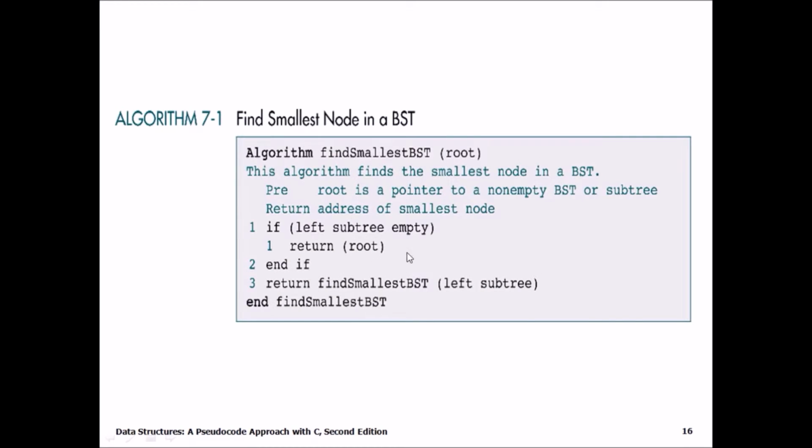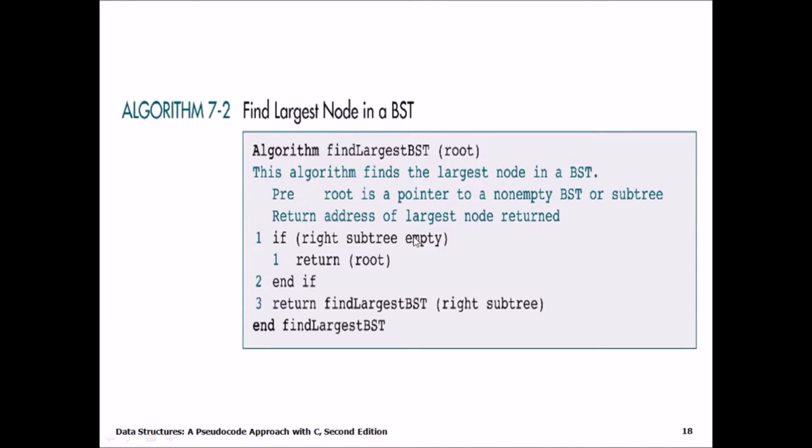Now the largest node. Again for the largest node we follow the same thing. The algorithm finds the largest node in the BST. Root is a pointer to a non-empty BST or subtree. Return the address of the largest node. So if the right subtree is empty, return root. Otherwise follow the same rule. Let me explain to you.